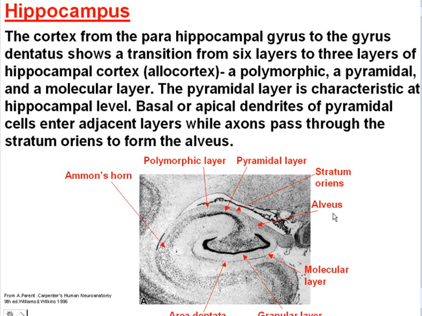The cytoarchitecture of the hippocampus: the cortex from the parahippocampal gyrus to the gyrus dentatus shows a transition from 6 layers of gray matter to 3 layers. The pyramidal layer is characteristic at the hippocampal level, and basal or apical dendrites of the pyramidal cells enter adjacent layers, while axons pass through the stratum oriens to form the alveus.